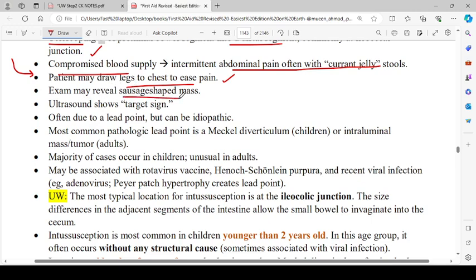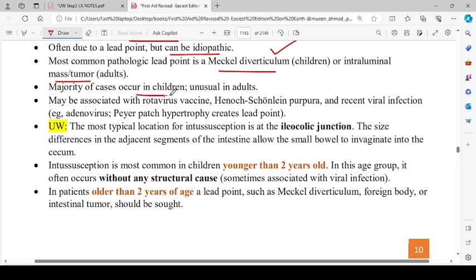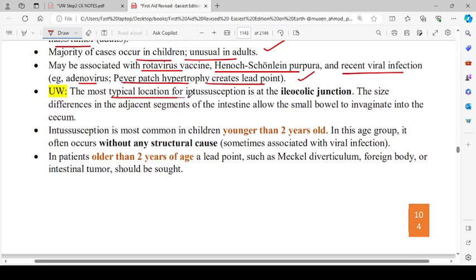Exam may reveal a sausage-shaped mass. Ultrasound shows a target sign, often due to a lead point, but it can be idiopathic as well. Most common pathologic lead points are Meckel diverticulum in children, or an intraluminal mass or tumor in adults. The majority of the cases occur in children and are unusual in adults. It may be associated with the rotavirus vaccine, Henoch-Schonlein purpura, and recent viral infection like adenovirus, where Peyer patch hypertrophy creates a lead point. The UWorld point is that the most typical location for intussusception is at the ileocecal junction.